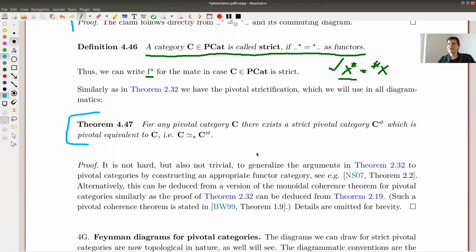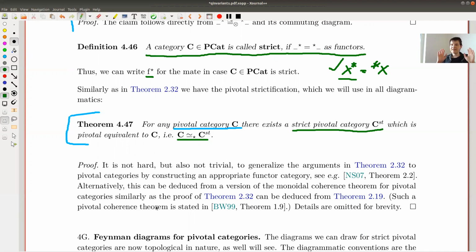Remember, in the strictification theorem for monoidal categories, every monoidal category is equivalent to a strict monoidal category. And the same is true here. Every pivotal category is equivalent to a strict pivotal category in the pivotal sense, right? So in the dual sense, in the star sense. So in the sense you want it to be. The theorem is not hard, but it's too annoying to state and prove, so I just omit the proof.